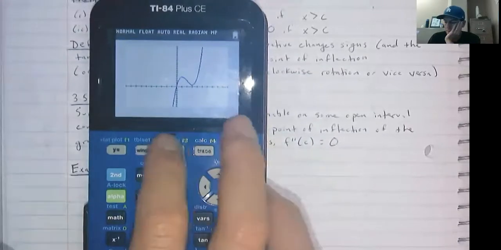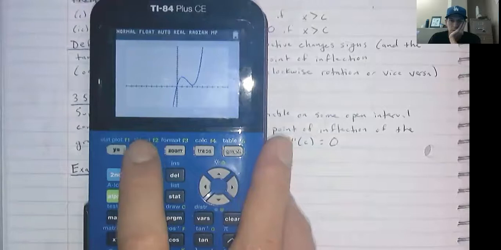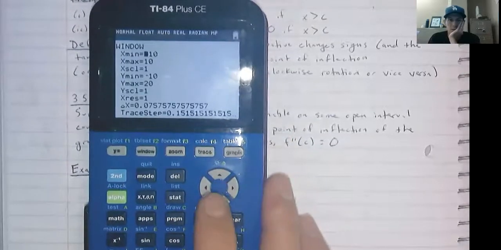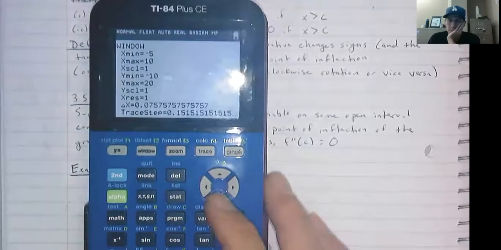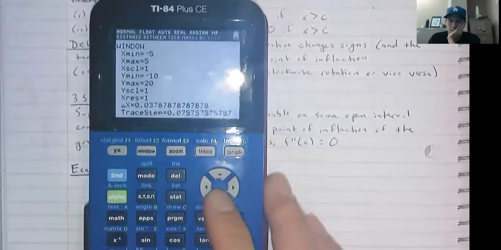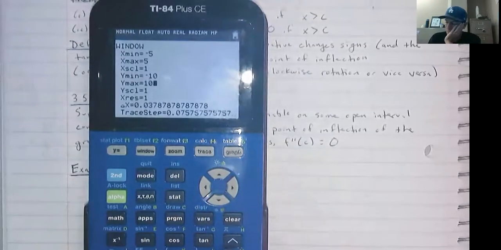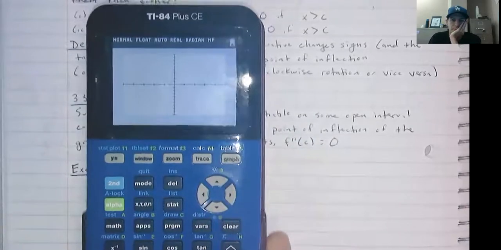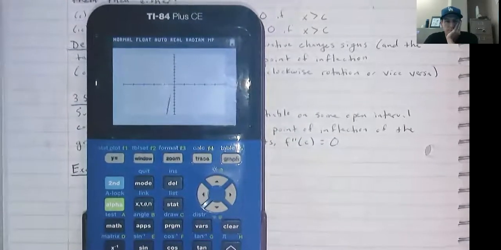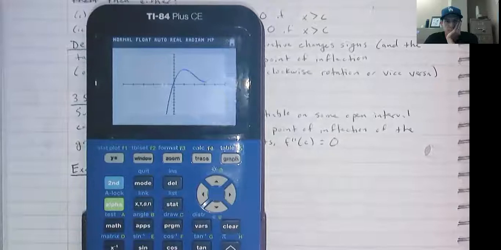Let's maybe zoom in a little bit. Definitely don't need that much x. Like negative 5 to 5, maybe positive 10? I don't know. Let's see. All right, pretty cool. Pretty cool.